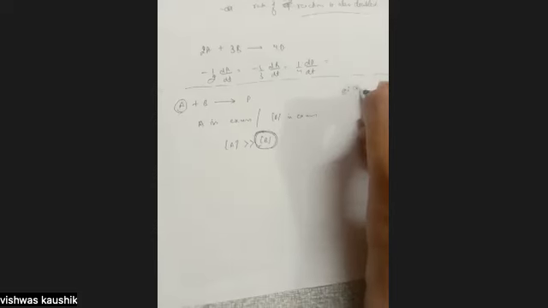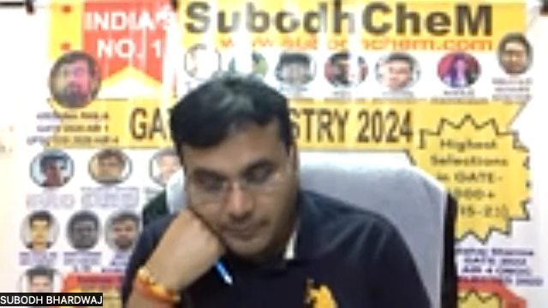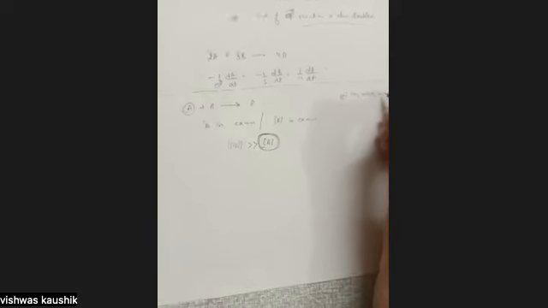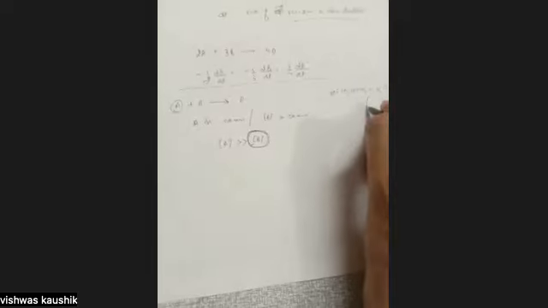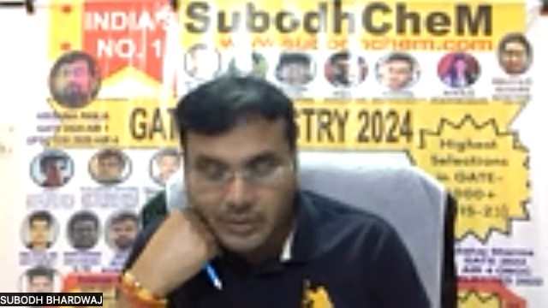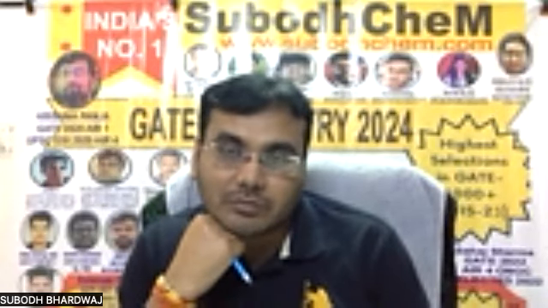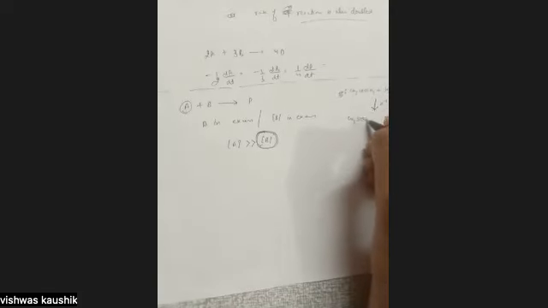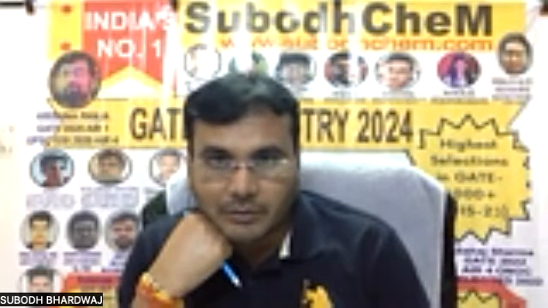CH3COOCH3 plus H2O gives CH3COOH, the acid. In the presence of H plus ions, the products are CH3COOH plus CH3OH.